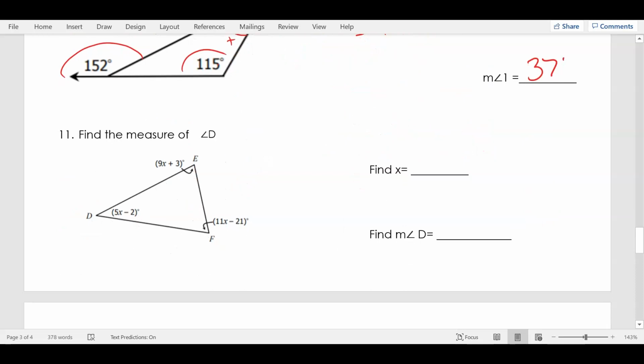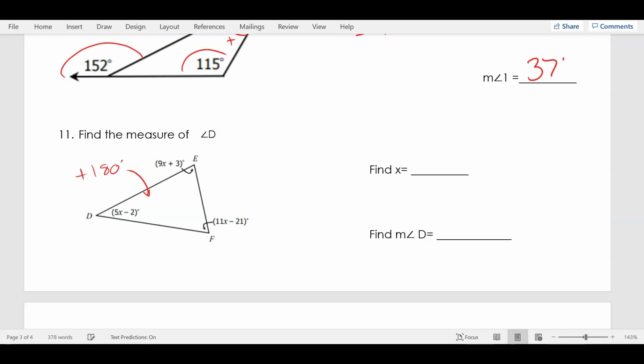Cool. Find the measure of d. Okay, first we want to find x. I have these 3 angles. I don't know what they add up to, but I do know what they add up to. It's 180 degrees inside of a triangle, right?